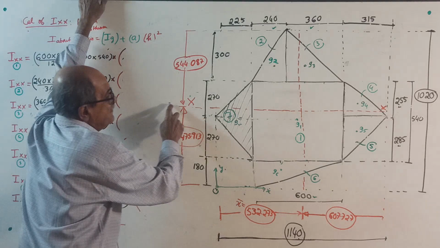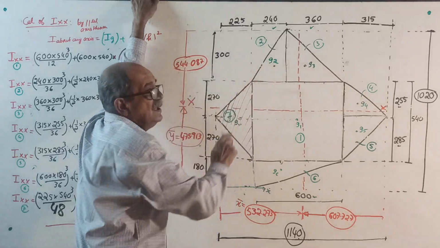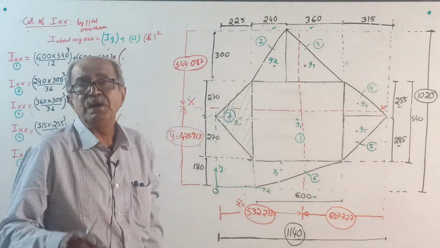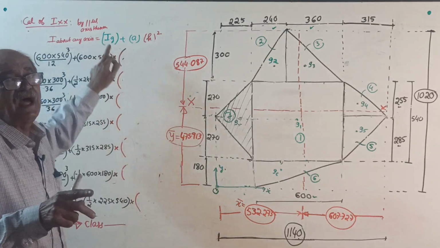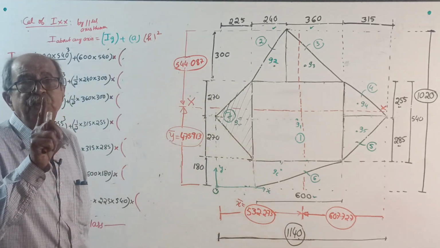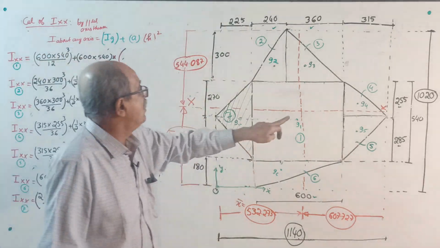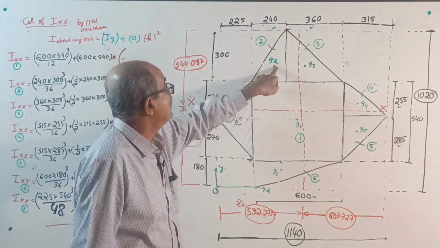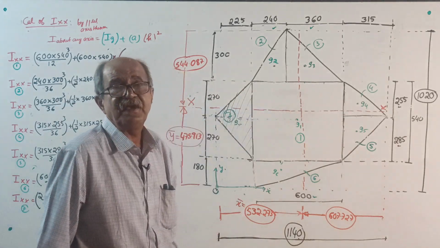The required axis is XX. So if you want I about XX, come to the centroid and imagine an axis parallel to the required axis but passing through the centroid. Write I about that axis using the standard formula, plus area into the perpendicular distance from the centroid of that part. For part 1, the perpendicular distance from G1, or for part 2, the perpendicular distance from G2, to the required axis, that is the XX axis.